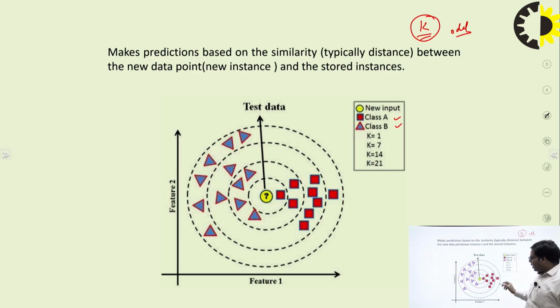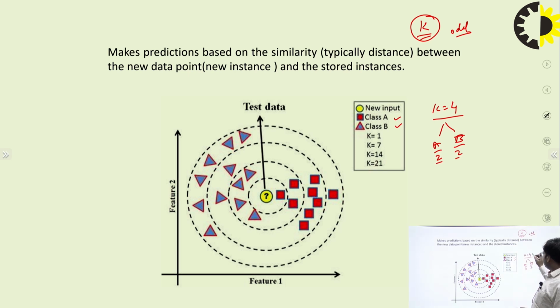Suppose the value of k is even, say 4, and after checking, class A has frequency 2 and class B also has frequency 2. Then there would be an ambiguous situation. What to choose, because both have the same frequency?